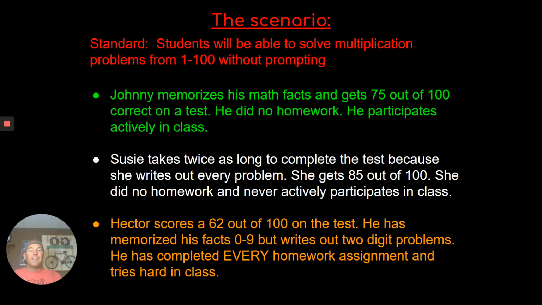Now there's Hector. Hector, oh, God bless Hector, gets a 62 out of 100. Hector completes every single homework assignment, so diligent, and he tries so hard in class. As a matter of fact, he probably comes into your classroom at lunchtime to get some support and some help. My question to you is, which of these students gets a better grade? Which of these students knows more? And then what do you do differently for each of these 3 kids? Do we have enough information from this to make those decisions?